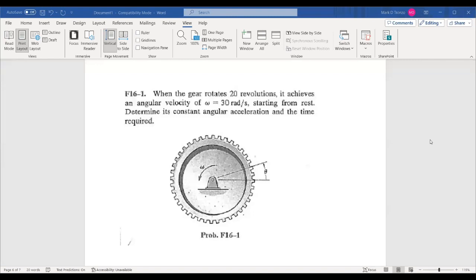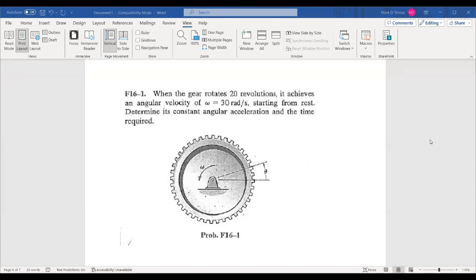We're going to take a look at this problem, F-16-1. It says when the gear rotates 20 revolutions, it achieves an angular velocity of 30 radians per second, starting from rest. Determine the constant angular acceleration and the time required.